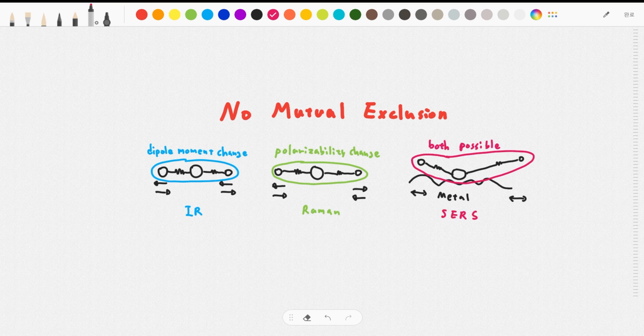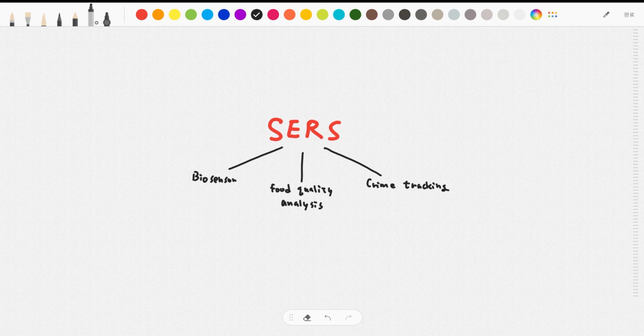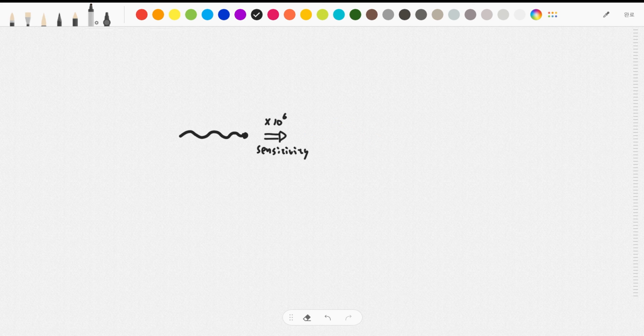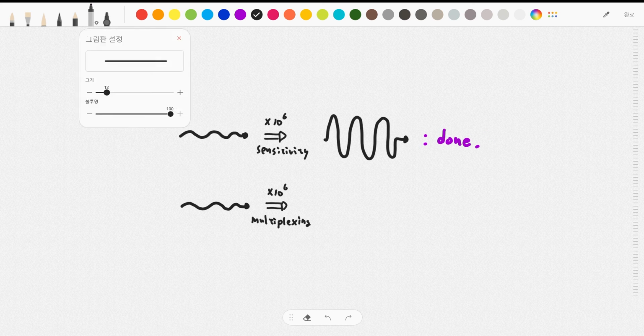In conclusion, SERS is one of the promising techniques for single molecule detection and has many potentials to be utilized in various fields such as biosensors, food quality analysis, etc. Nowadays, the enhancement of sensitivity level is almost done, and the next step will be multiplexing analysis using SERS.